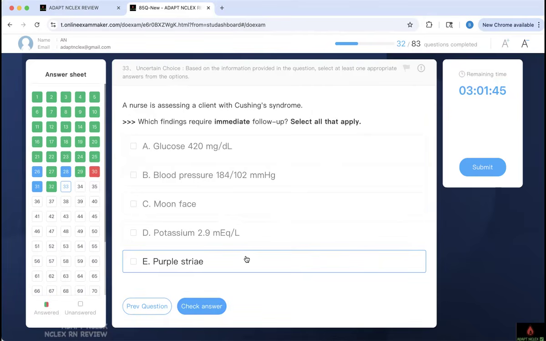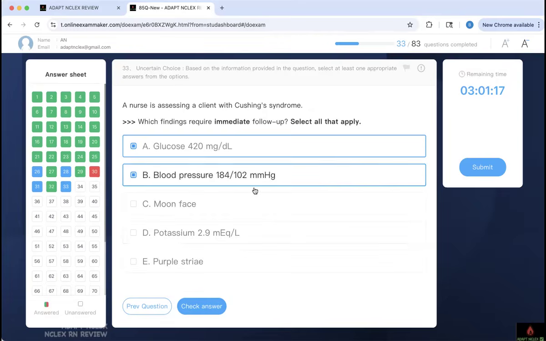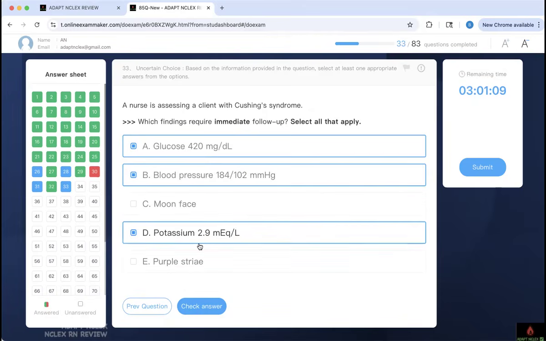And this is assessing a client with Cushing. Which one requires follow-up? Select all that apply. Glucose of 420, blood pressure of that, moon face, potassium low, purple striae. Which one requires some intervention? Pick your answer, let me know. But I know you will pick glucose, it's too high. That's a no brainer, right? I know you're going to pick hypertension. We get into an urgency state. I know you're not going to pick moon face, expected finding. And I know you're going to pick potassium of that because purple striae is expected.